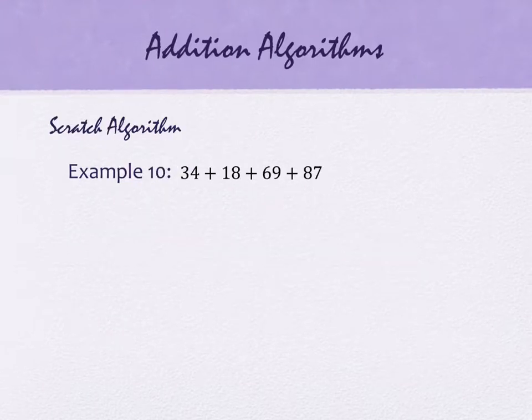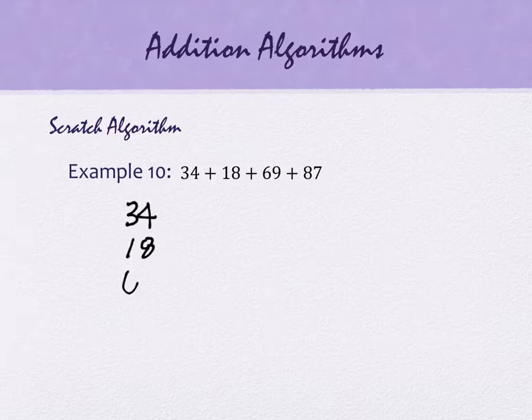All right. The scratch algorithm is particularly useful when you're adding a list of numbers together. This is one of my favorites. Takes a little getting used to, but it's very cool. So here's 34, 18, 69, and 87.